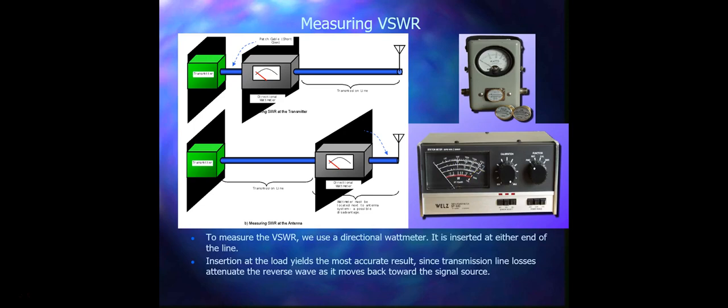Now to measure the voltage standing wave ratio, we use a directional wattmeter. It is inserted at either end of the line. Insertion at the load yields the most accurate result, since transmission line losses attenuate the reverse wave as it moves back towards the signal source.